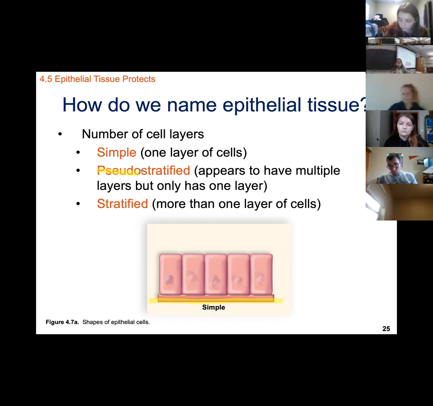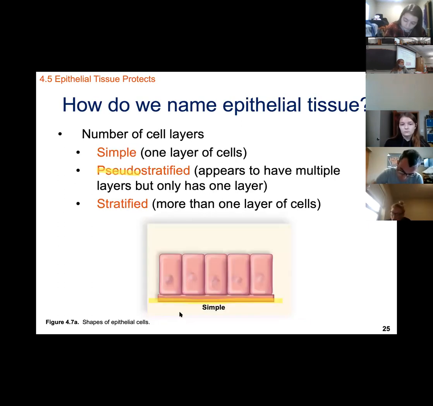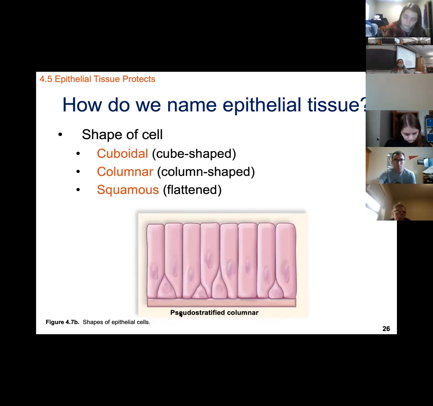Okay, that just kind of means like fake or not true. All right, we have a shape of a cell. So here at the bottom, there's that pseudostratified type of the epithelial tissue. Here's that simple. Here's that pseudostratified. Remember, it looks like it has two layers, but it's actually one.